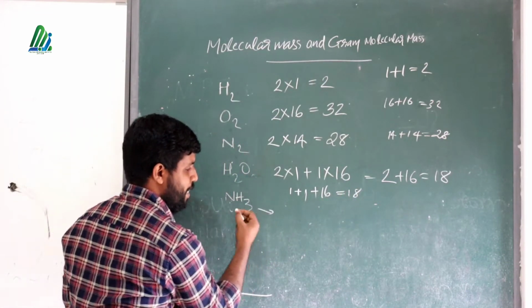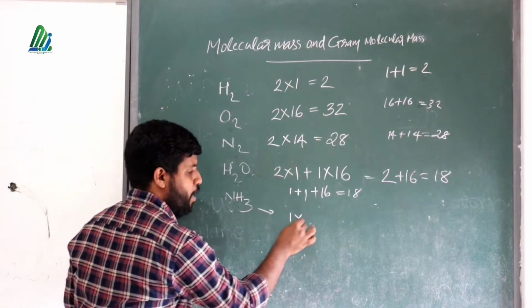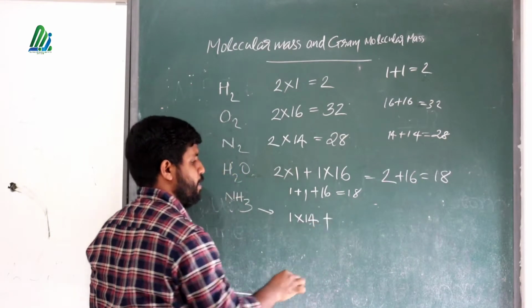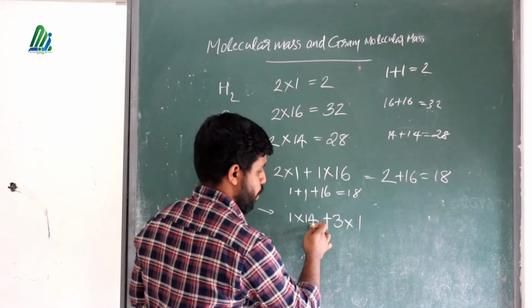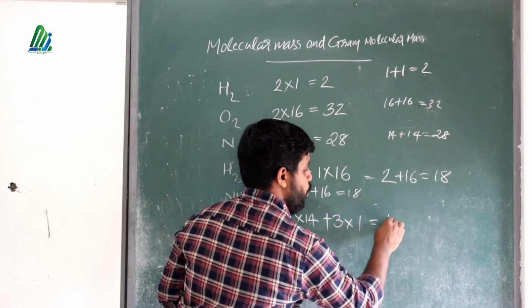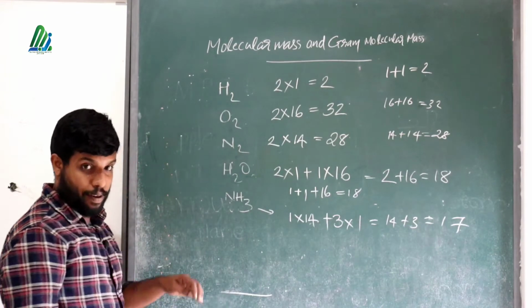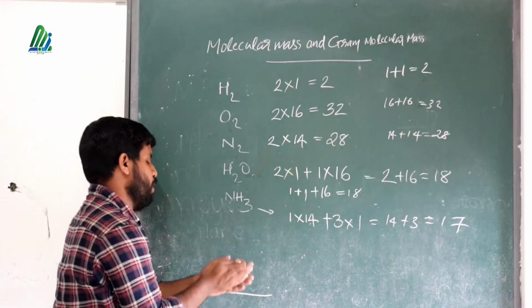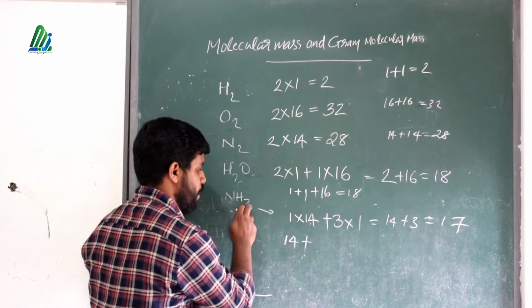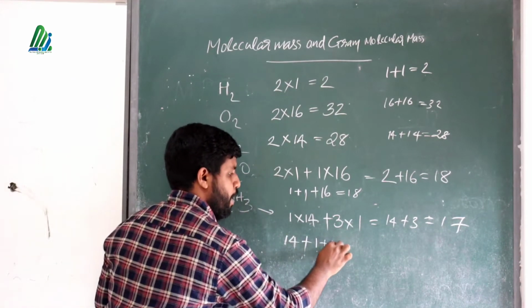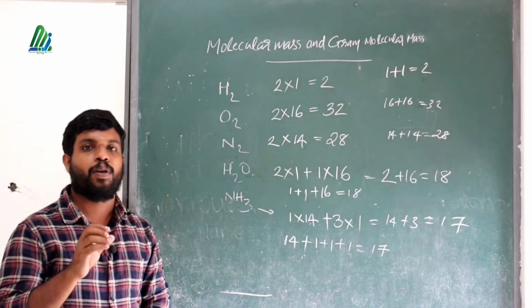Next one, NH3, that is ammonia. We can find that 1 nitrogen atom, 1 into 14, plus 3 hydrogen atoms, 3 into 1. 1 into 14 is equal to 14. 3 into 1 is equal to 3. So 14 plus 3 is equal to 17. One more method: 1 nitrogen atom, so 14, plus 3 hydrogen atoms, 1 plus 1 plus 1. So same, 17. This is the way to find the molecular mass.